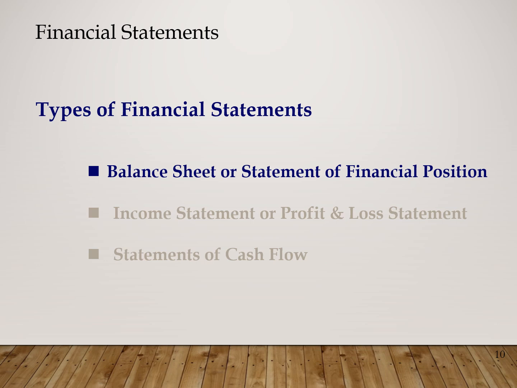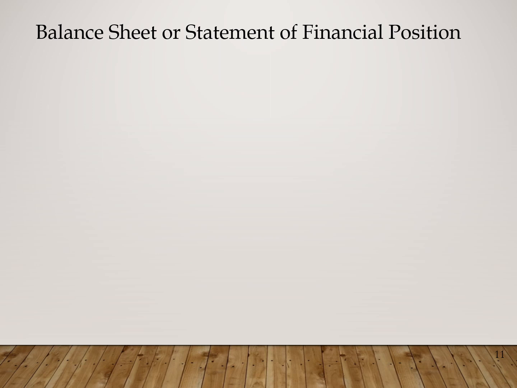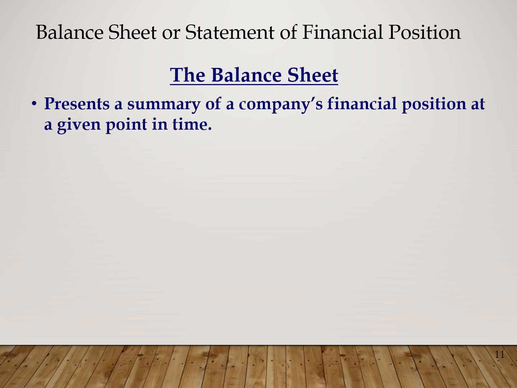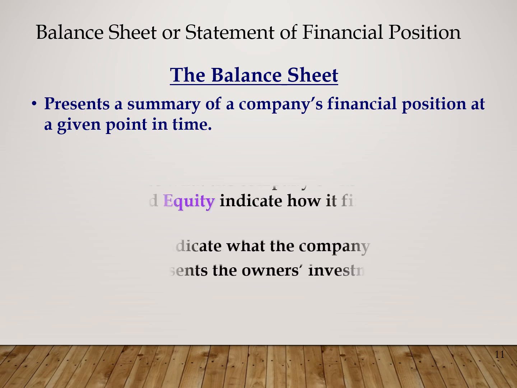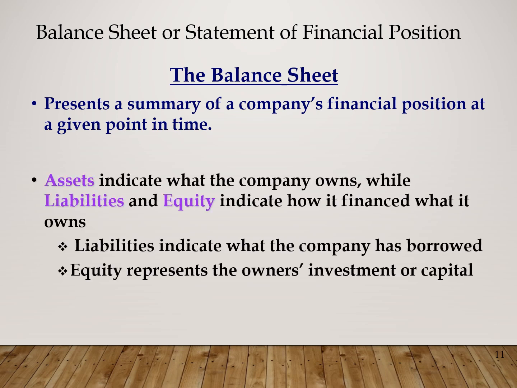So we have here the balance sheet or the statement of financial position. Balance sheet presents a summary of a company's financial position at a given point in time. Assets indicate what the company owns, while liabilities and equity indicate how it financed what it owns. So liabilities indicate what the company has borrowed, while equity represents the owner's investment or its initial capital.